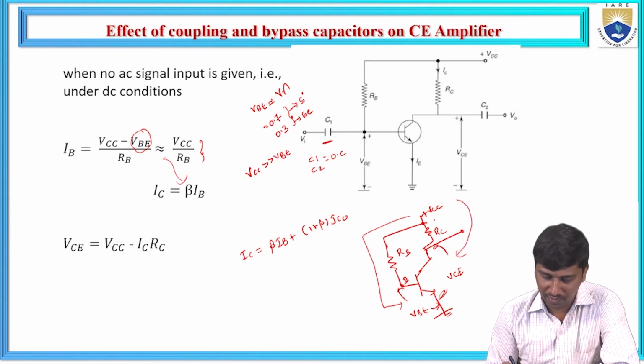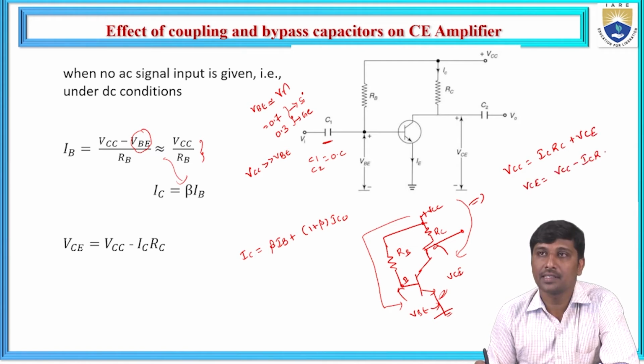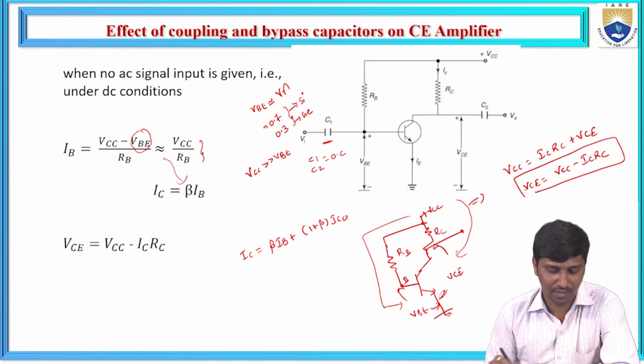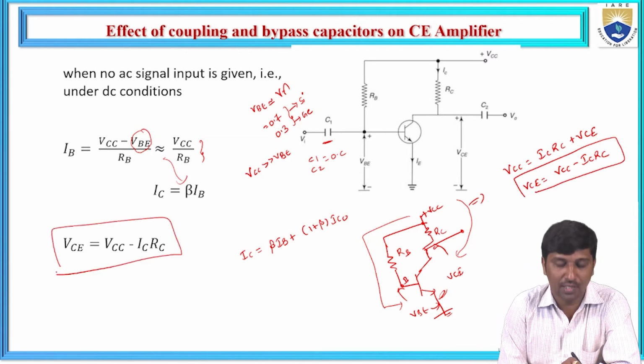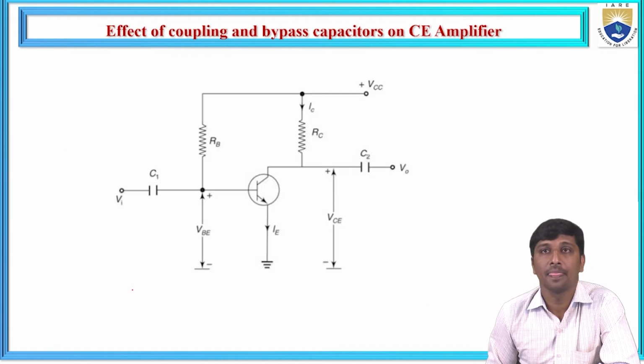Now, to identify the output voltage, again apply KVL at the output side. We can write VCC is equal to IC times RC plus VC. From this we can write VC is equal to VCC minus IC times RC.